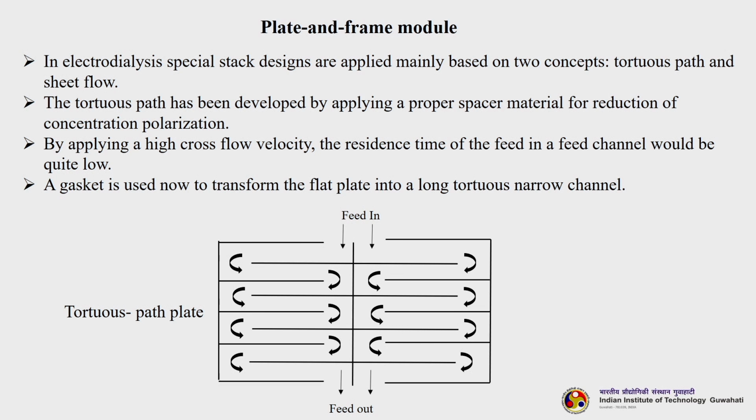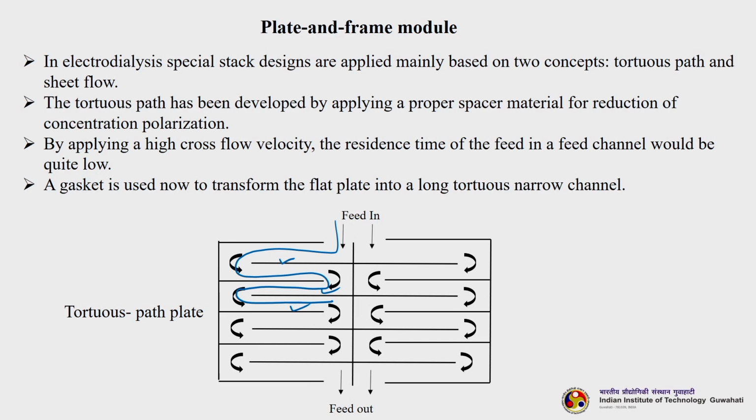You can see how the flow is happening. Feed is coming here, and it is going like this in a circular motion. That is why it is called a tortuous path. We have these baffles here, and they are helping to establish the tortuous flow. If the flow is like this, then the concentration polarization on the surface of the membrane will be minimized.